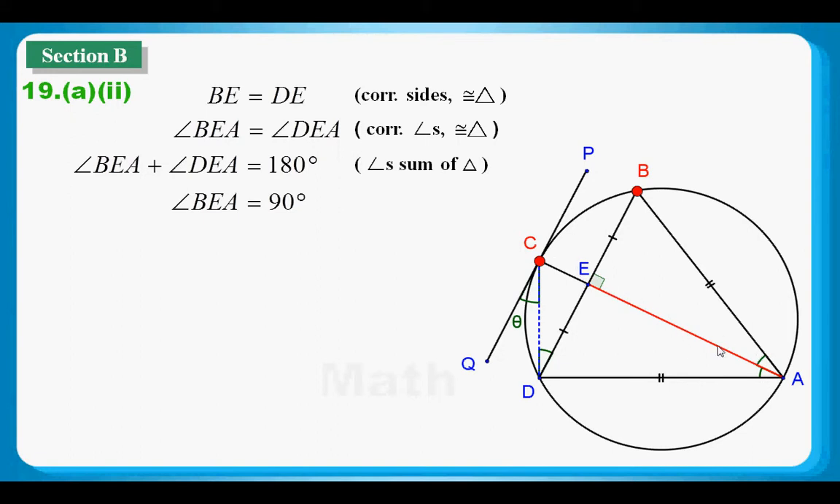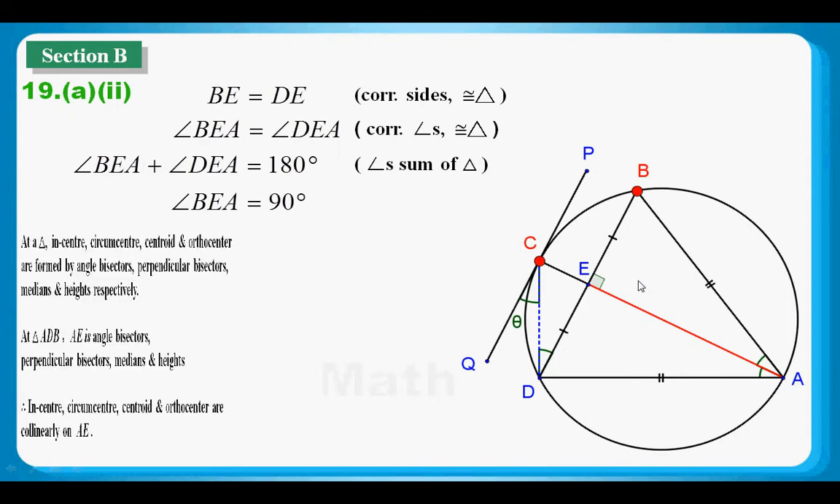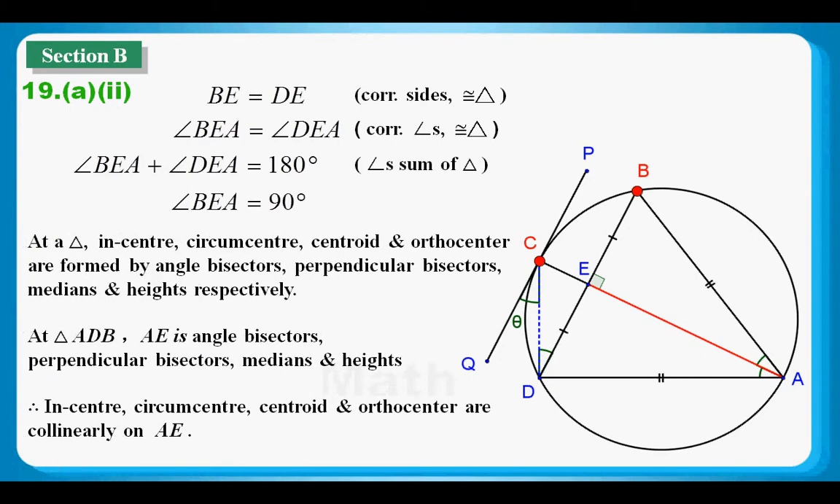AE is an angle bisector. Okay, in here you can see that. And AE is also a perpendicular bisector. And AE is also the median, because E is a midpoint and A is the opposite vertex, and AE is joining them, so AE is a median too. As angle BEA is 90 degrees, AE is the height or altitude of this triangle. So I can conclude my answer in here.